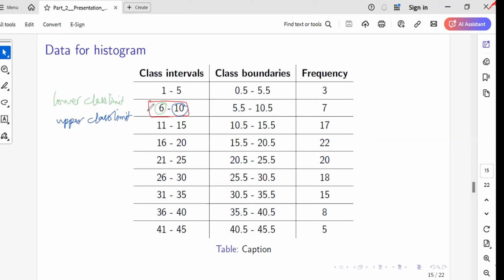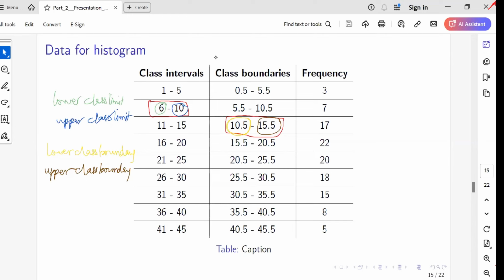Now, I'm going to talk about this, but let me label the points first. If I take the class boundaries, any class boundary, then I'm going to say that the number on the left here, 10.5, we call it the lower class boundary. And then this number, what I've used brown for, 15.5, is the upper class boundary.